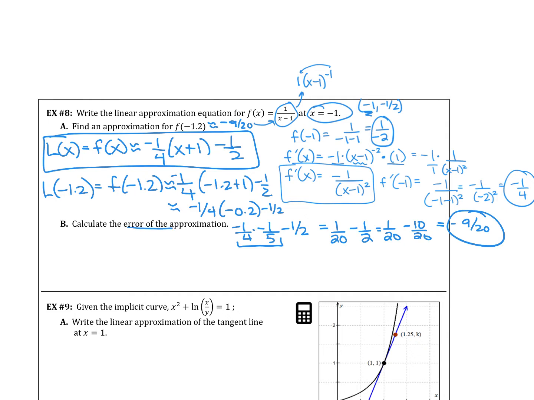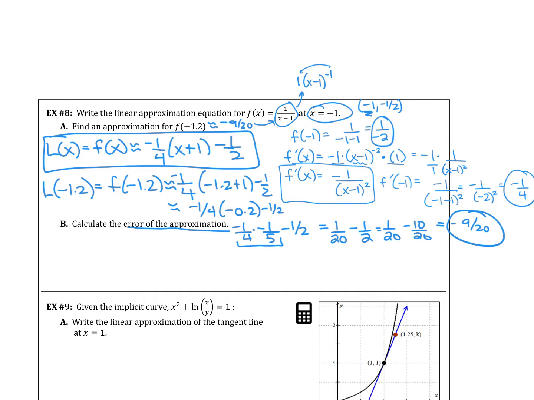Now it says to calculate the error of our approximation. Now if I look at the graph of f, which is 1 over x minus 1, I'm going to take these other functions out here. Graph y equals 1 over x minus 1. And I'm going to go to the point x equals negative 1. Let's see what happens here.